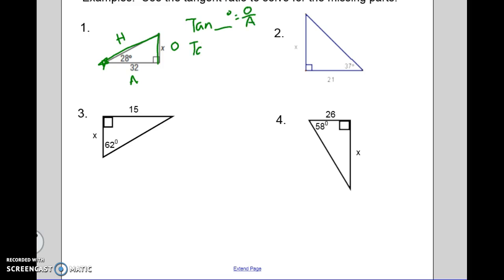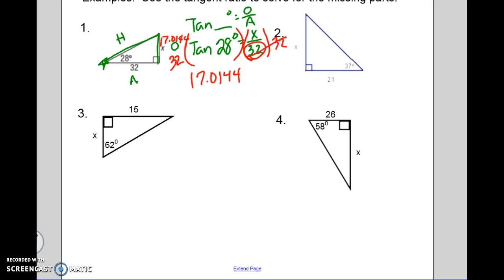So what degree do I have? 28 degrees. What's my opposite side? x. And what's my adjacent side? 32. And you multiply by what? Whatever is on the bottom, that's what you multiply both sides by. So 32 times tan 28 gives me what? 17.0144. So this side right here is 17.0144 units long.